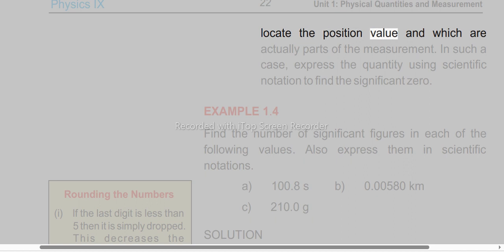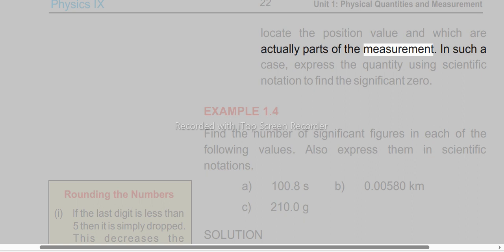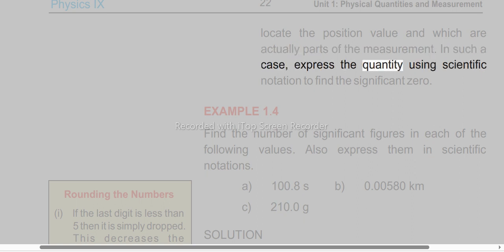locate the position value and which are actually parts of the measurement. In such a case, express the quantity using scientific notation to find the significant zero.